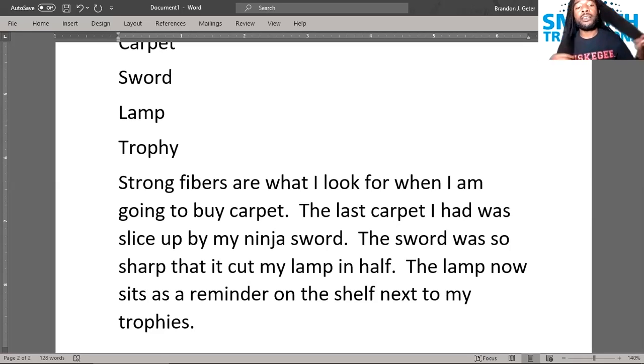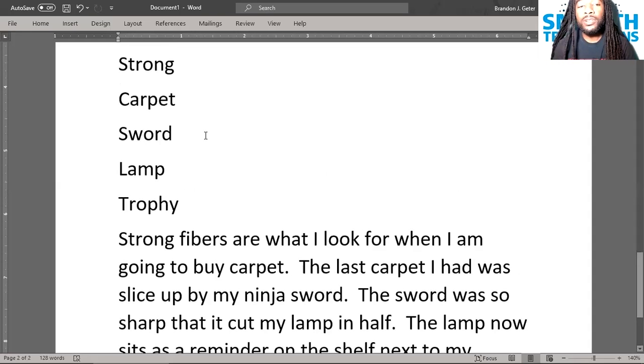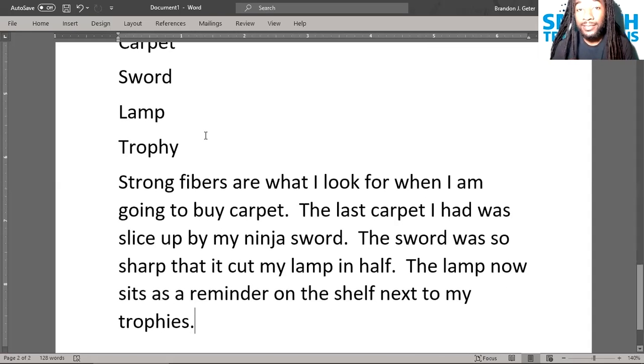All right, so here we have: Strong fibers are what I look for when I'm going to buy carpet. The last carpet I had was sliced up by my ninja sword. The sword was so sharp that it cut my lamp in half. The lamp now sits as a reminder on the shelf next to my trophies. So I went from strong to trophy using transition sentences. What this does is it plays a trick on the mind to make it seem like all of these things are related somehow, which they're not really.